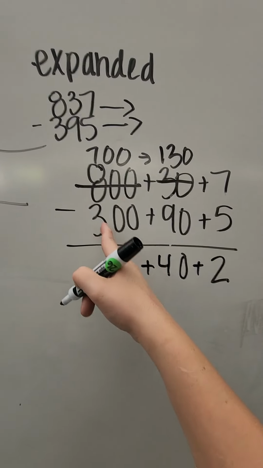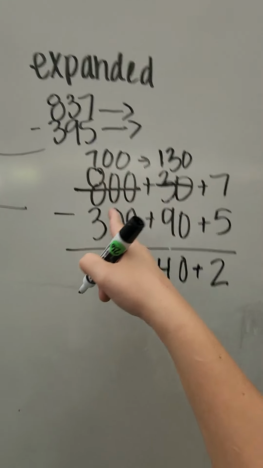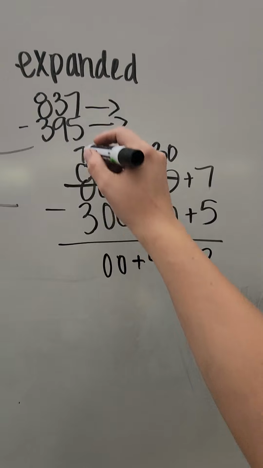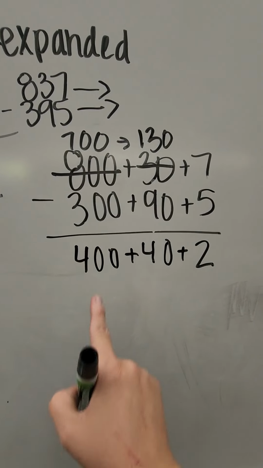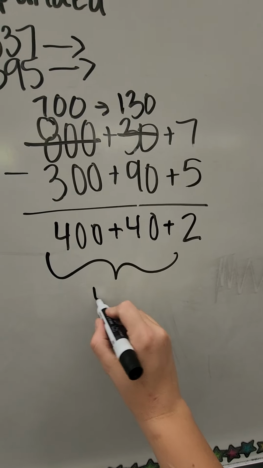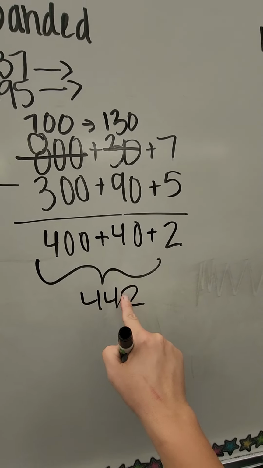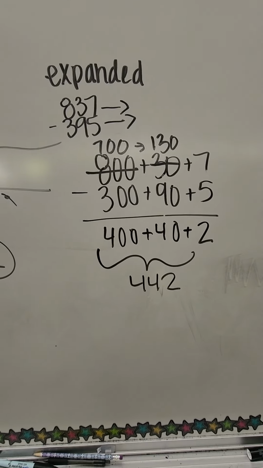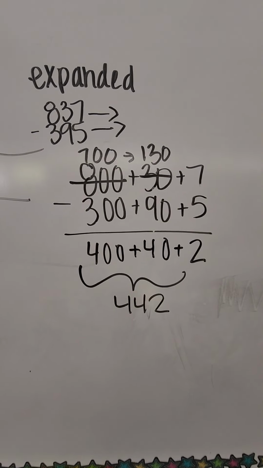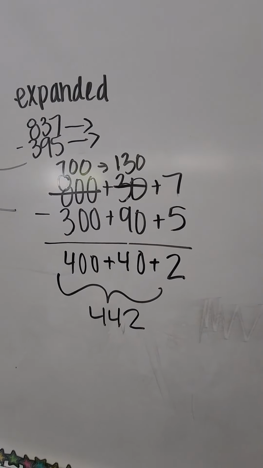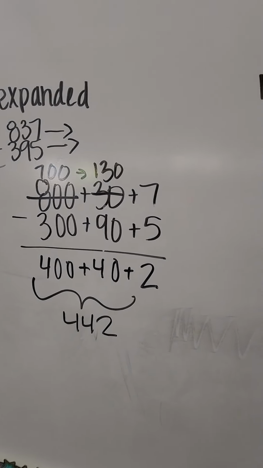Plus 70 minus 300, or sorry, 700 minus 300. So that's 0, 0, 4. So 442 is my answer again, which means I did probably do this one correct. Okay, I know I'm going fast, so if you need to pause it and review it, please do that. So this is expanded form because I expanded out the number.